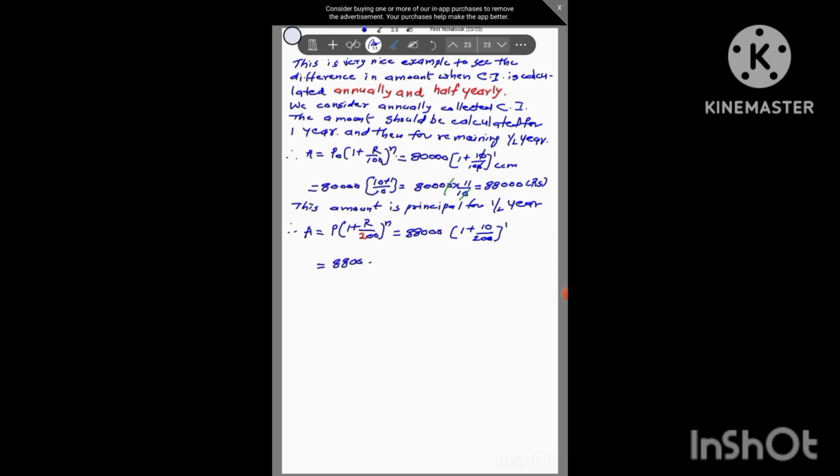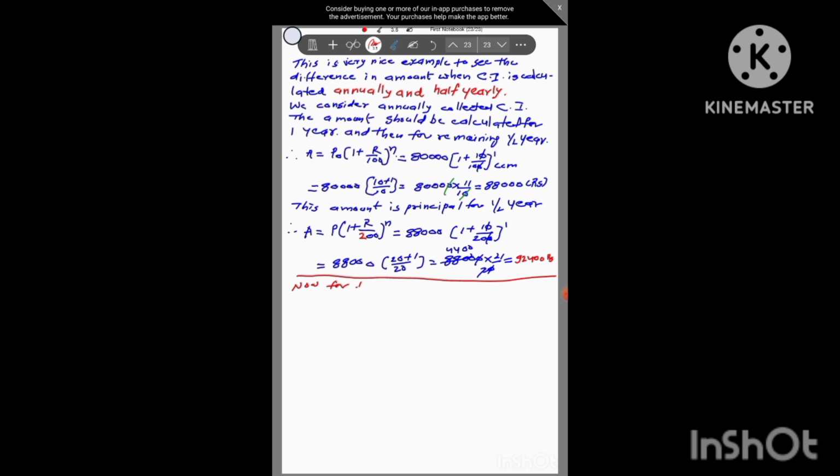88,000 will be the principal for the next half year or 6 months. So this is that 88,000 into 1 plus 10 upon 200, that is 1 plus 1 upon 20, which is 21 upon 20. Okay, now it is simple mathematical calculation. 20 goes into 88,000 and you get 4400, so 92400 rupees. Okay, calculate it yourself again.